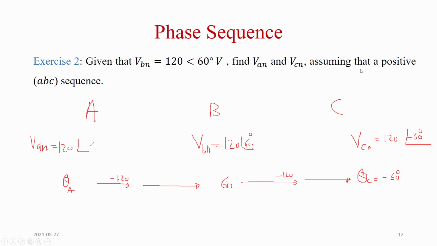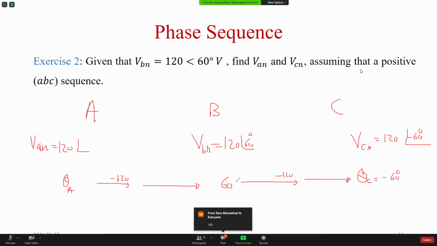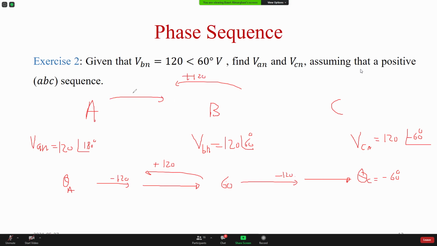But what's the angle here? Why is the angle such that if I subtract 120, it will give me the 60? 180, yes. So it's 180 here. Because 180 minus 120 gives me the 60. So you can go the other way by adding. If you go this way, you're going to add, because that is ahead of this. If you go this way, you're going to subtract.